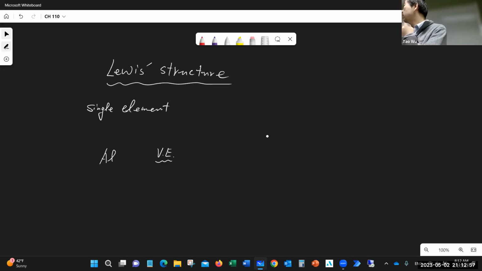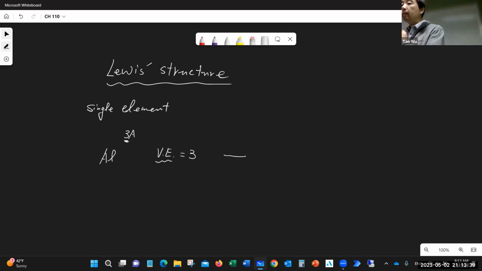Aluminum is in group 3A, so the group number is 3. So its valence electrons should be 3. Aluminum has 3 valence electrons. The group number is equal to the number of valence electrons. So they have 3 valence electrons, which means we need to assign 3 dots on the outside of the aluminum.